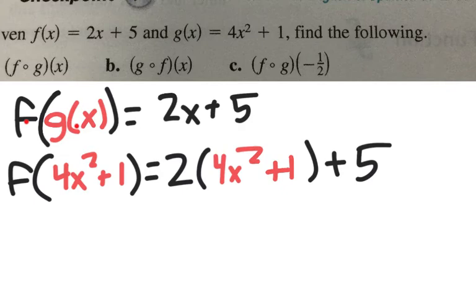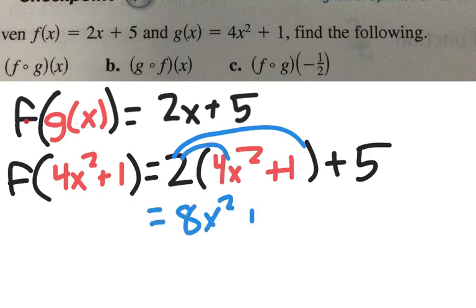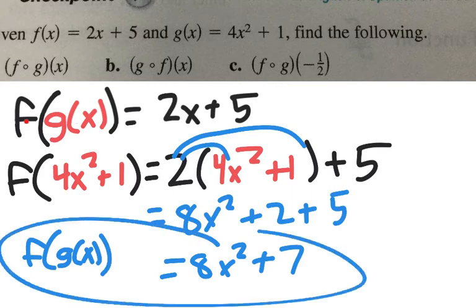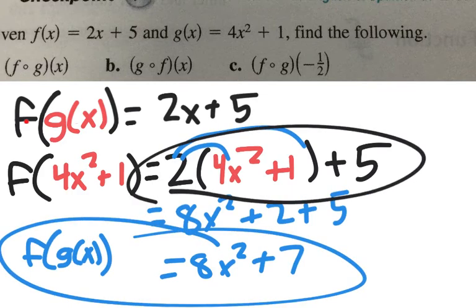Okay, on this one I actually would distribute. The reason I would distribute here is because when I multiply here, I'm going to get 2 that I can combine with this 5. So I'm going to go ahead and distribute. So that's going to give me 8x squared plus 2 plus 5, which is 8x squared plus 7. That looks a little bit nicer. So my f of g of x, I would get this. If you stopped here, I would count it. I wouldn't count anything against that.